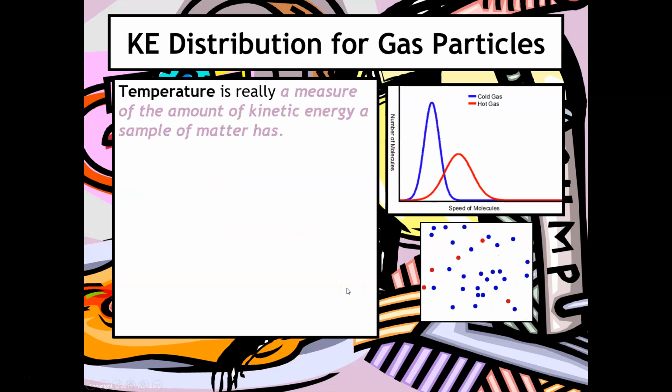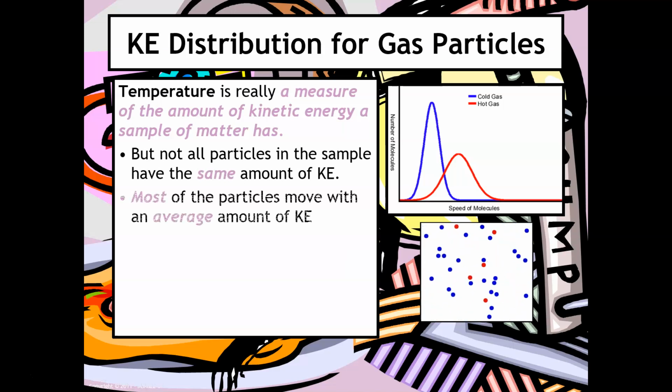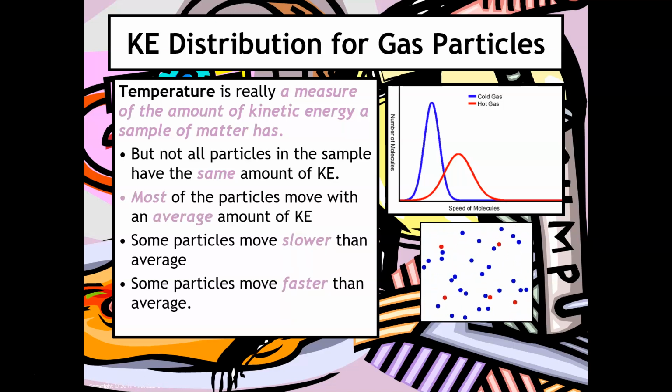In a sample of matter, it's important to note that not all particles are moving with the same speed. Temperature, as we mentioned, is a measure of the amount of kinetic energy that a sample of matter has. And it is true that most particles are moving with the average kinetic energy. However, some are moving slower and some are moving faster. So that's why not all particles in a sample have the same amount of kinetic energy. If you look at this sample on the right-hand side here, you can very clearly see that there are some particles that are moving much slower and some particles that are moving very fast.